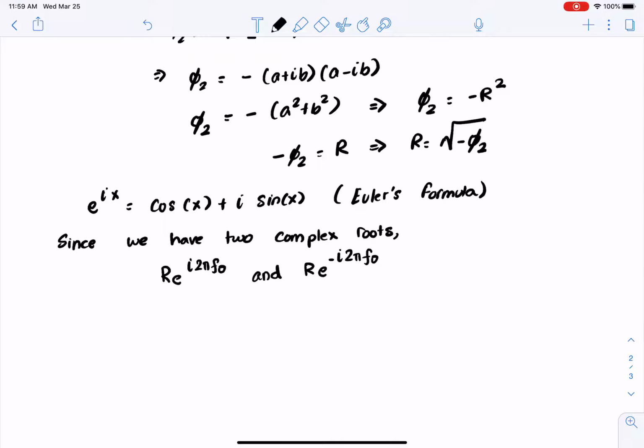Remember, when we do this, we are actually switching to polar coordinates. You don't have to pay too much attention to this if you haven't taken Calc 3, but do understand that all of this is coming from Euler's formula, which is right over here.